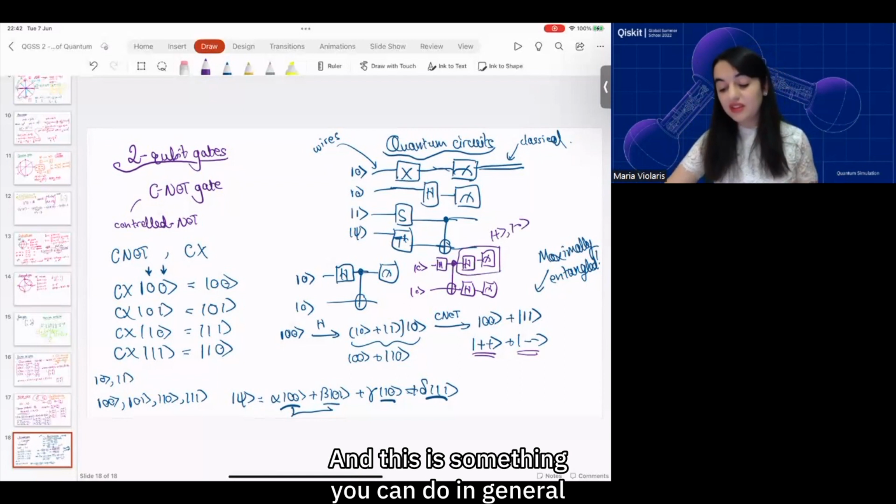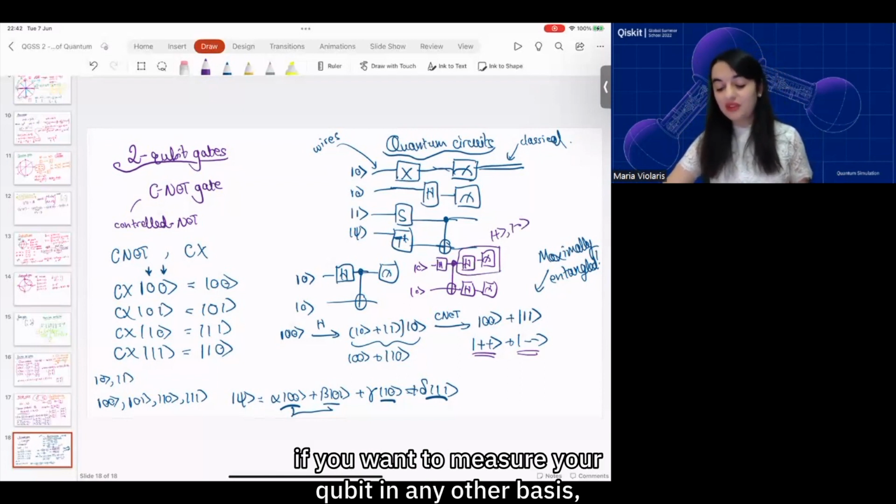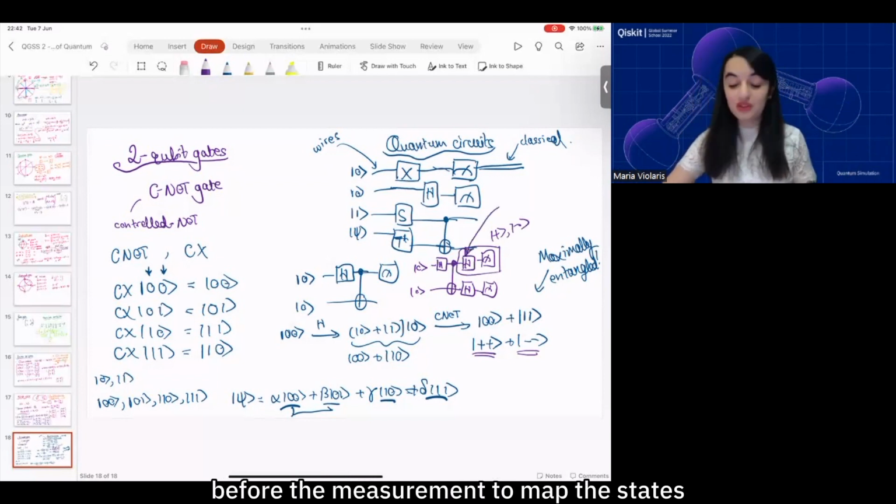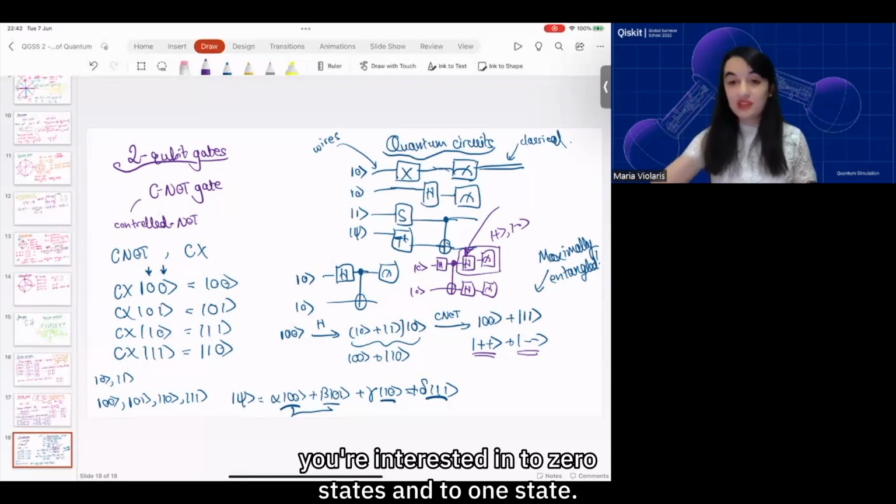And this is something you can do in general. If you want to measure your qubit in any other basis, then you can change which gates you apply before the measurement to map the states you're interested in to 0 states and to 1 states.